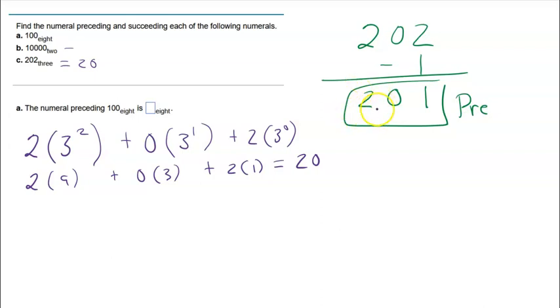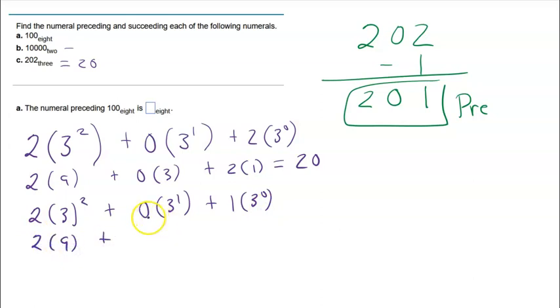So this 2 is in the 3 to the second position. So that's 2 times 3 to the second. Plus there's a 0 in the 3 to the first position. Plus there's a 1 in my 3 to the 0 position. Now, if I write that out in detail, that's 2 times 9 plus 0 times 3 plus 1 times 1. Now, what is that number? I hope it's 19, right? Because our base 10 number was 20, so the preceding number should be 19, but let's find out. 2 times 9 is 18, plus 0 is still 18, plus 1 is 19. Look, it checks out.